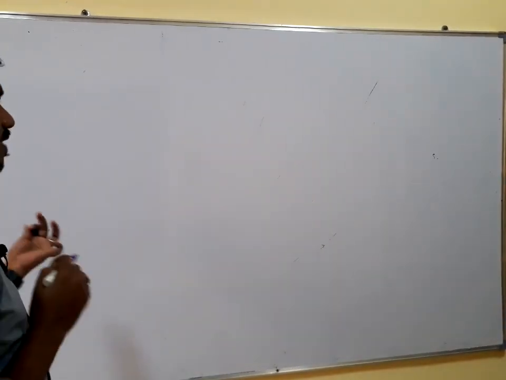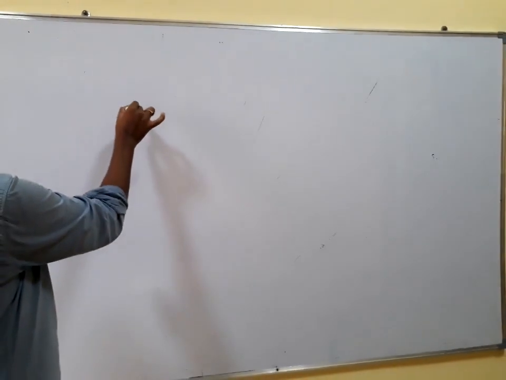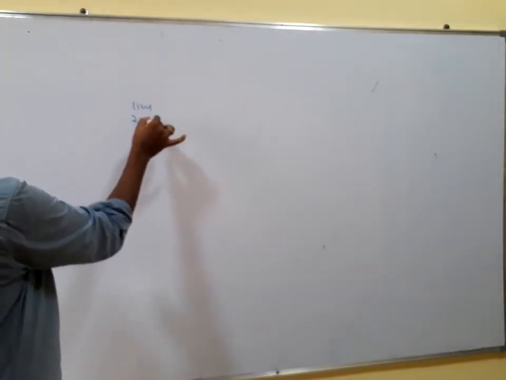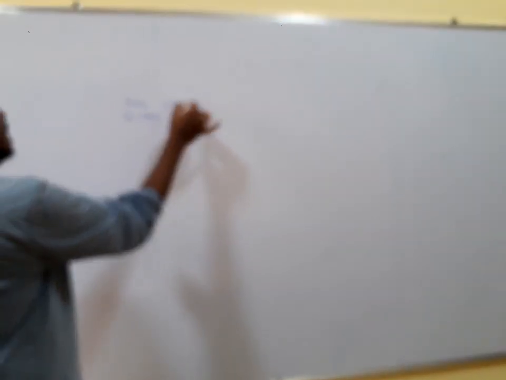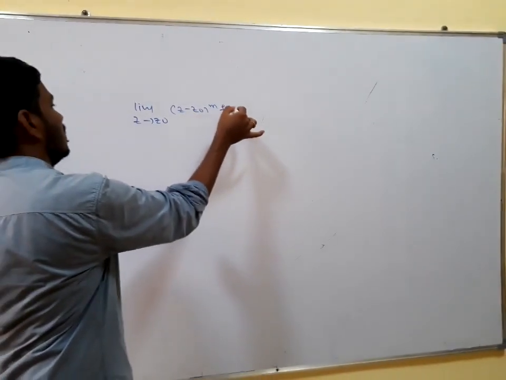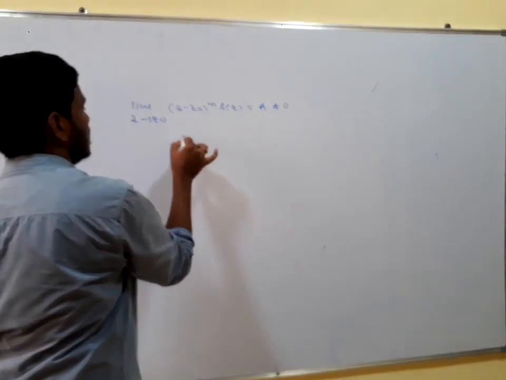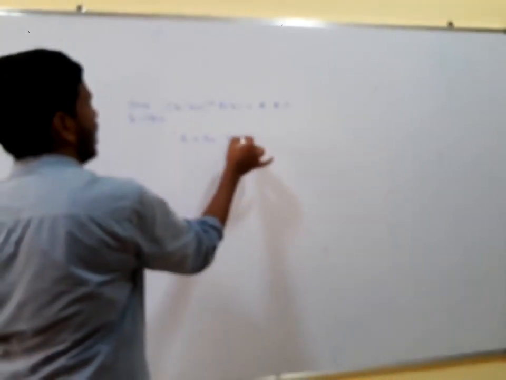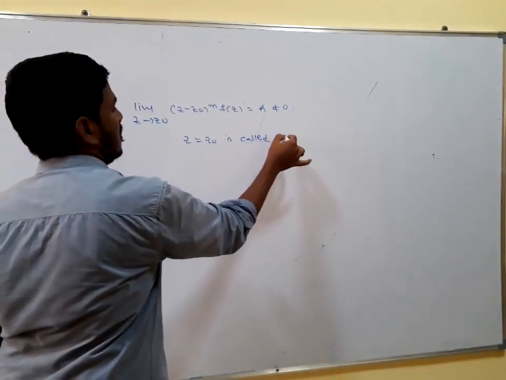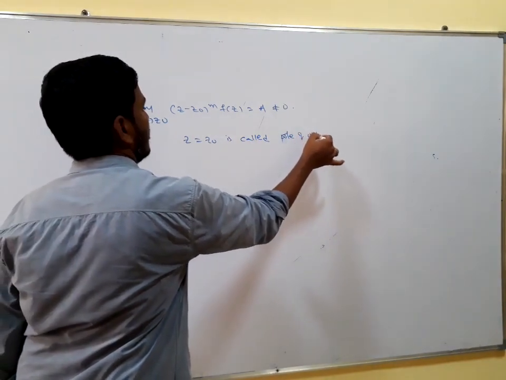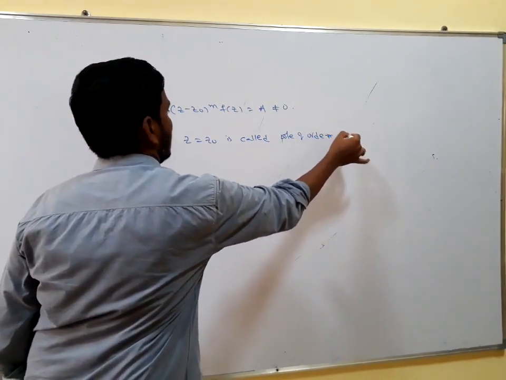In problems we may use it like this. If limit z tending to z naught of (z minus z naught) whole to the power of m into f of z is equal to some a which is not equal to 0, then z is equal to z naught is called, as another definition, a pole of order m. You can apply this formula to the previous two examples also.